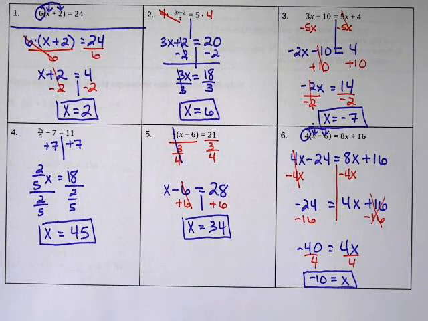So if we had moved the variables to the left side instead, we would still actually get the same answer. We would still get x equals negative 10. That's the nice thing about solving equations.